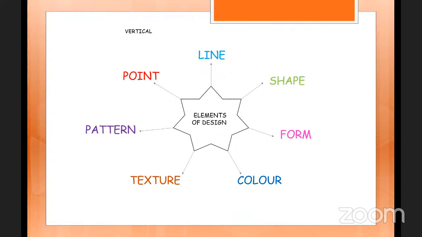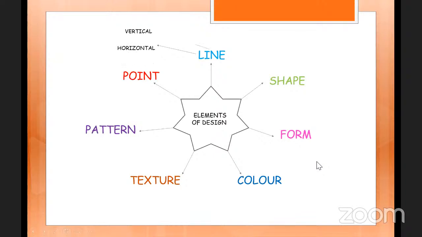So tomorrow, if somebody asks you what are the elements of design, you should be able to say them in sequence. You're not supposed to say pattern first and then form and then texture. Not like that. Always go by sequence. That way you will remember better. So point to line. Many points make a line. Many lines make a shape. If you add a third dimension to a shape, you get a form. You modify that form. You fill it with color. You fill it with texture. You fill it with pattern and your design is ready.